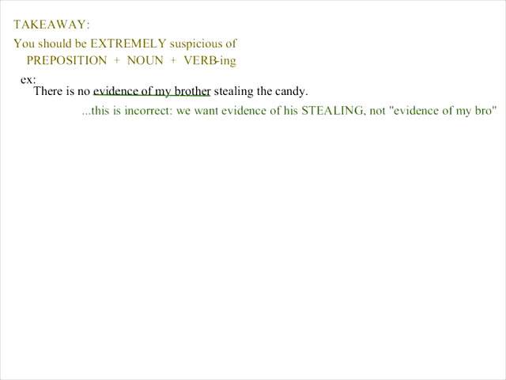Now, there's another version of it. Now, this is going to be really weird, but there is no evidence of my brother's stealing candy. Now, this is technically correct, but it's just horrible and awkward and would not be accepted because of its horrible awkwardness.